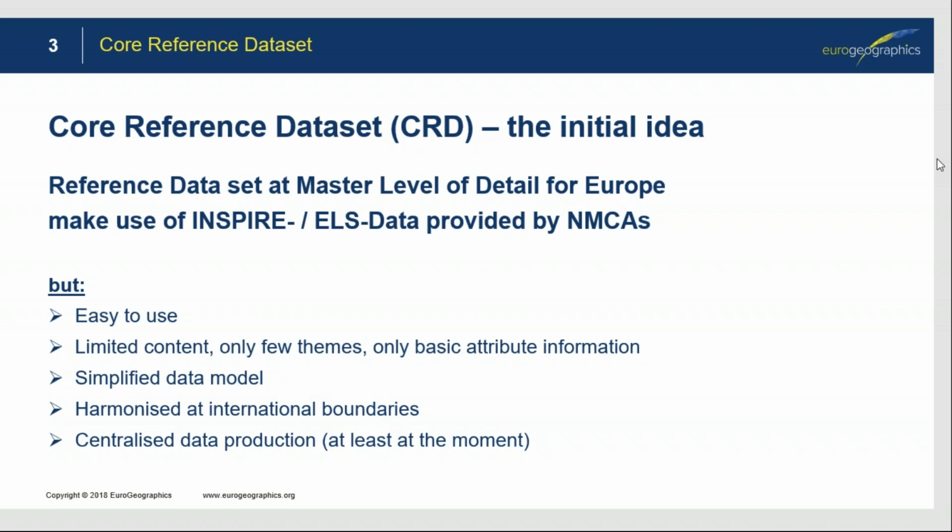In order to keep it easy, we limited the content. We only had 3 themes, at least for the moment, and only what we thought were basic attribute information. For that purpose, we also had to simplify the data model. And in addition to the Inspire requirements, we also had the idea that the data should, of course, be harmonized at the international boundaries. And to achieve all this, as we've heard 2 or 3 times this morning, EuroGeographics decided to have the center of data production, at least for the moment.